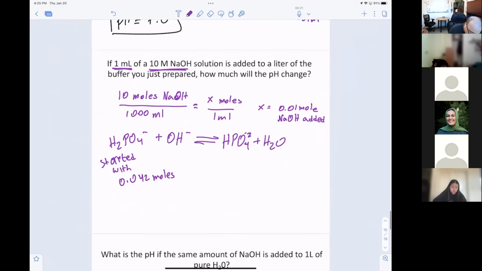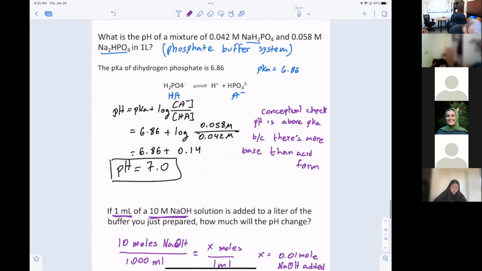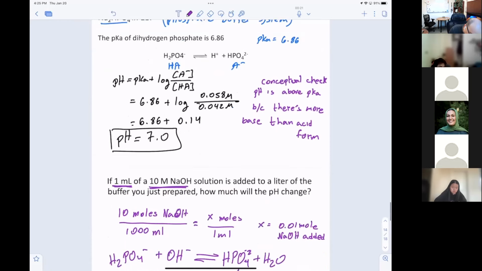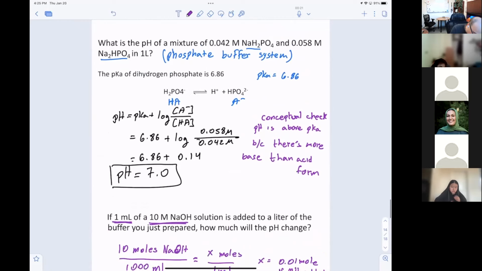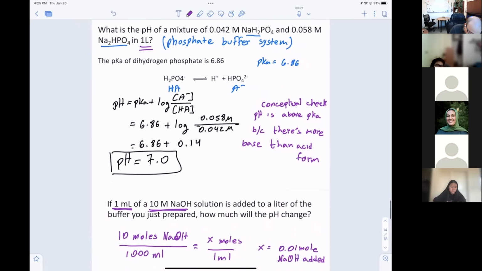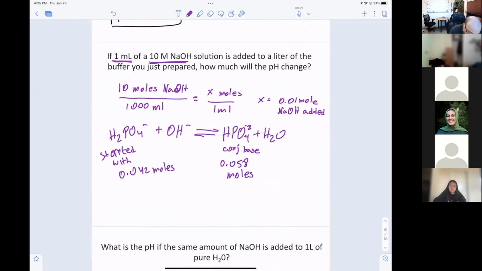And how many conjugate base did we have in the beginning? Let's take a look. We had 0.058 moles per liter, right? So we had 0.058 moles. And this reaction is happening in 1 liter. So that's also something I want to make sure of, that I'm saying moles per liter, because this is really what happened. It's all happening in 1 liter.